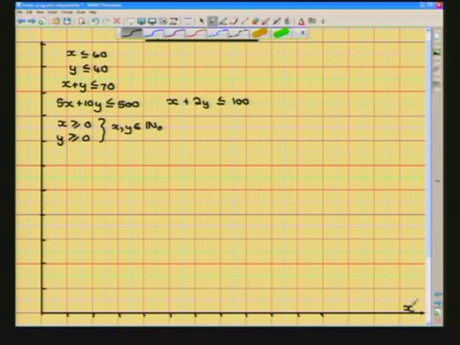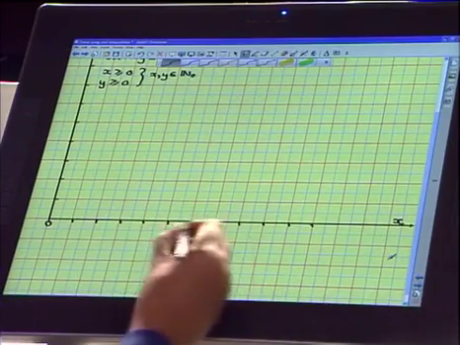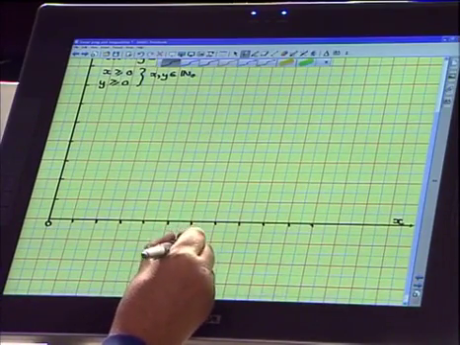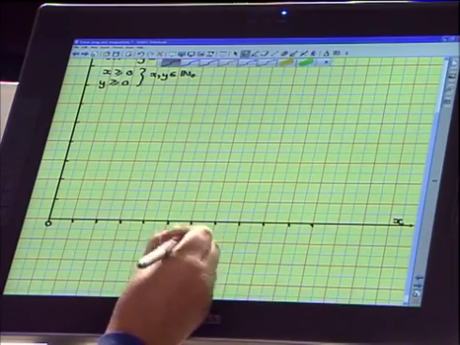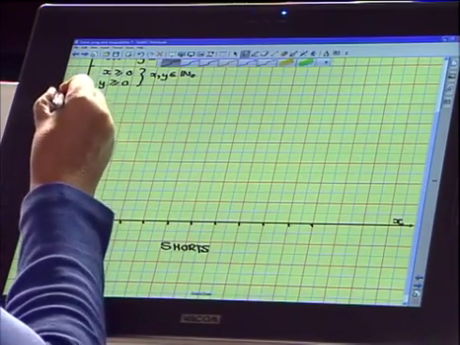Right, there's my x-axis, there's my y-axis. Here's my origin. And now we have to be very thorough about this. This is a graphical representation of a problem, so we need to be very specific. So what did we call our x? Our x we called our shorts. So underneath here, I'm going to write shorts. And on the side here, I'm going to put trousers.